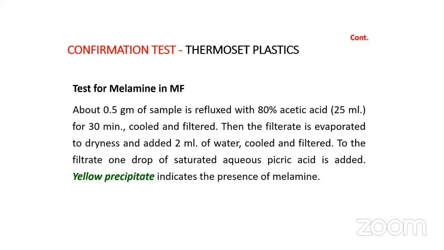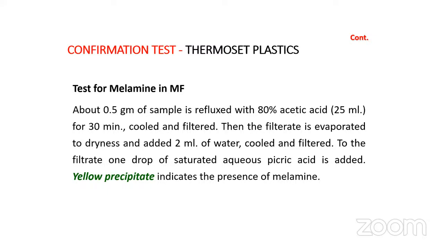So how can we identify that this material is melamine formaldehyde? By knowing the melamine part of it. For that, the procedure is: about 0.5 gram of sample is refluxed with 80% acetic acid for 30 minutes, then cooled and filtered. Then the filtrate is evaporated to dryness, 2 ml of water is added, cooled and filtered again. To the filtrate, one drop of saturated aqueous picric acid is added. A yellow precipitate indicates the presence of melamine.